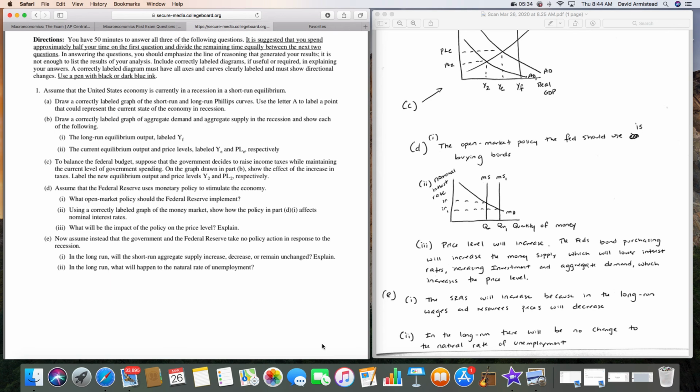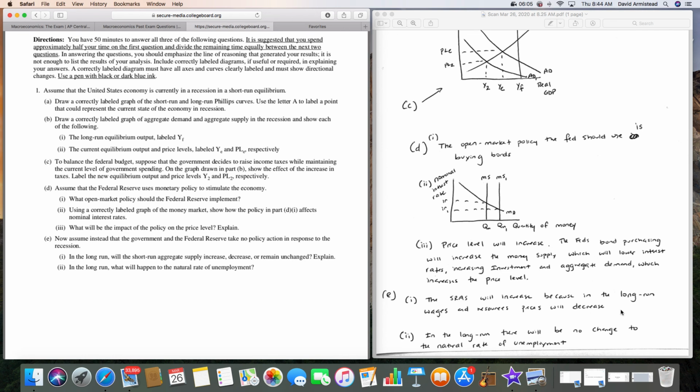E says, now assume instead that the government and the Federal Reserve take no policy action in response to the recession. In the long run, will the short run aggregate supply increase, decrease, or remain unchanged? Explain. We've done this so many times, it's unreal. Hopefully you got it, right? The short run aggregate supply will increase. Why? Because in the long run, wages and resource prices will decrease. In a recessionary gap, resources become cheaper, shifting aggregate supply to the right.